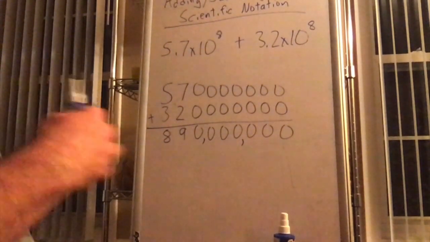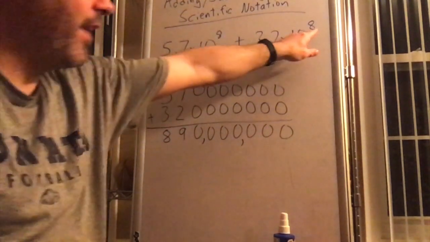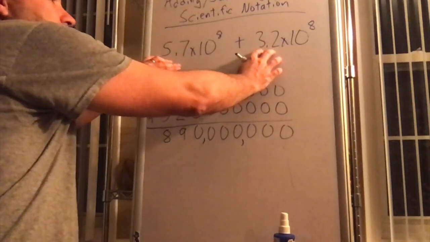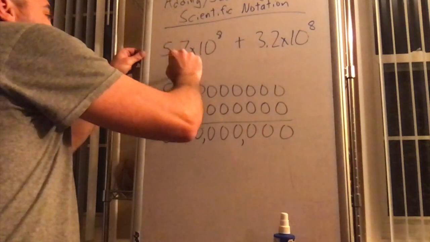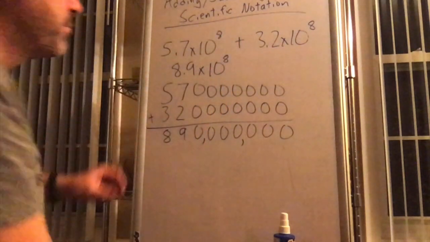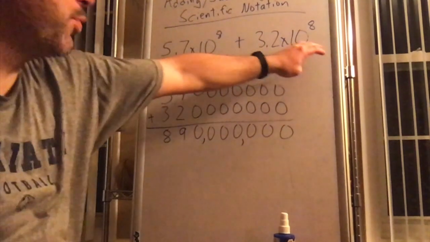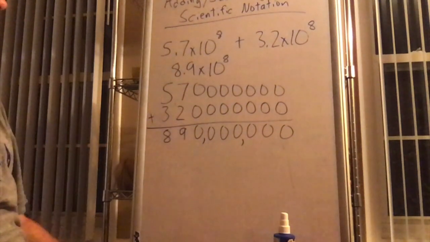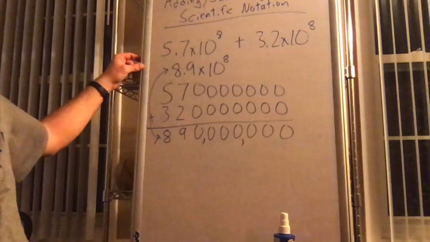Now I want to show how this works in scientific notation. Because the exponents are the same, I know that I can just add these together. I can take 5.7 plus 3.2 and get 8.9. And it's really saying, okay, this is 570 million, this is 320 million, so now I have 890 million. The same thing in scientific notation. This matches our standard notation number.